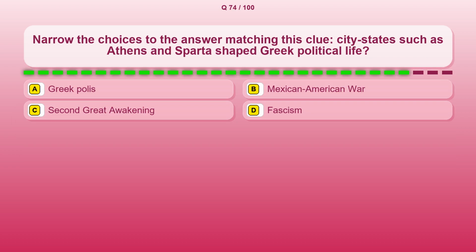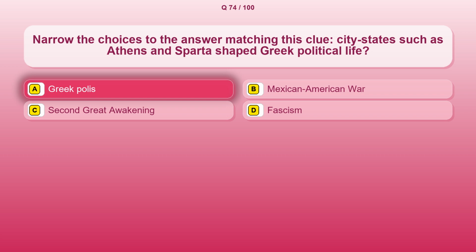Question 74. Narrow the choices to the answer matching this clue. City-states such as Athens and Sparta shaped Greek political life. Option A. Greek polis. Option B. Mexican-American War. Option C. Second Great Awakening. Option D. Fascism.